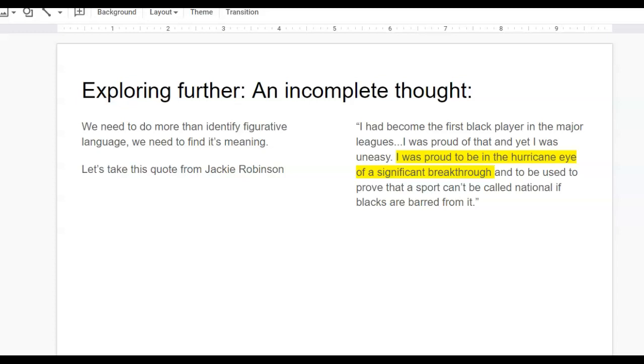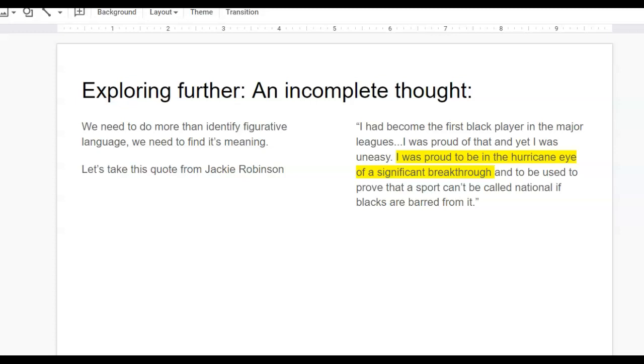So let me read this quote from Jackie Robinson from a book he wrote. I had become the first black player in the major leagues. I was proud of that, and yet I was uneasy. I was proud to be in the hurricane eye of a significant breakthrough, and to be used to prove that a sport can't be called national if blacks are barred from it.